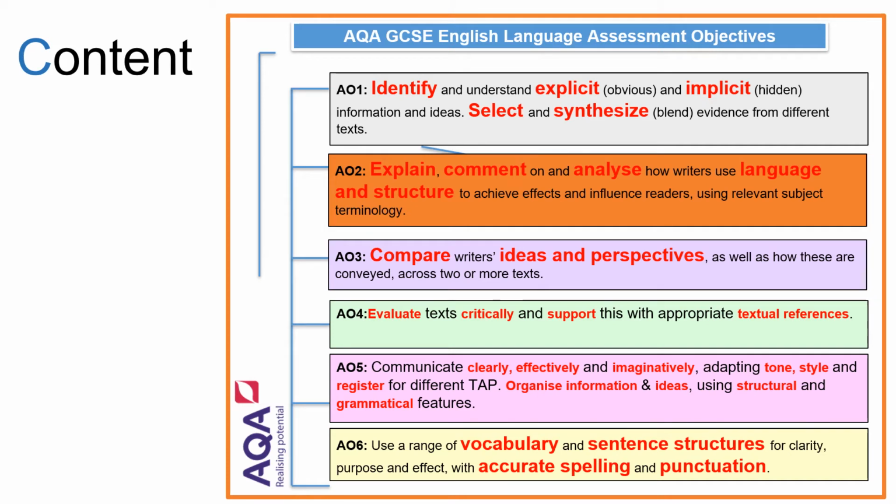When looking at AO4, students will be expected to evaluate texts critically and support this with appropriate textual references. AO5 is where students have to demonstrate the ability to communicate clearly, effectively, and imaginatively, adapting tone, style, and register for different purposes. They should also organize information and ideas using structural and grammatical features. And finally, for AO6, students will need to use a range of vocabulary and sentence structures for clarity, purpose, and effect, with accurate spelling and punctuation.